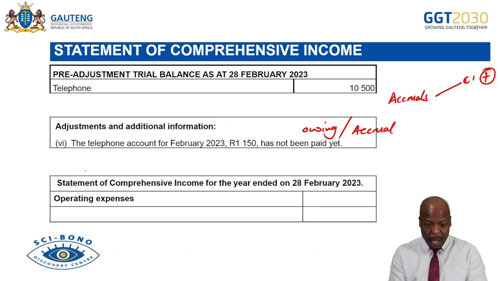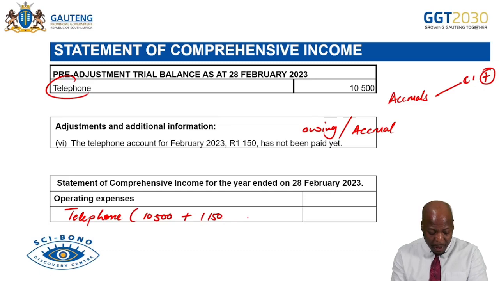So I'll come here under my operating expenses. I'm going to take this one. What is that? That is my telephone. And I'll say telephone, I open my bracket, then I say 10,500. What do I then do? Then I say plus, because it's an accrued expense, plus how much?